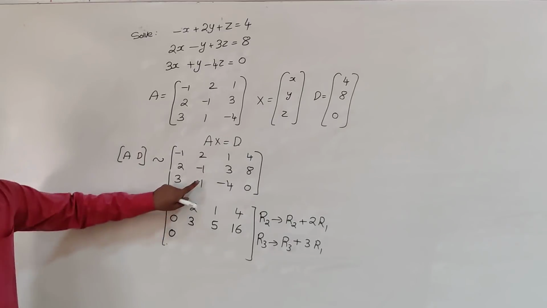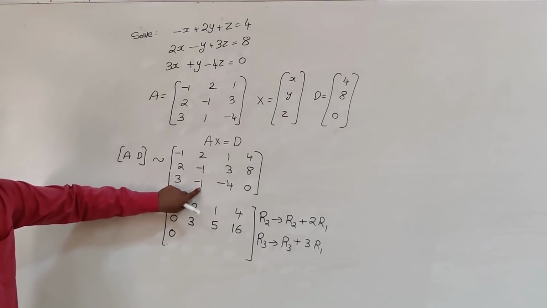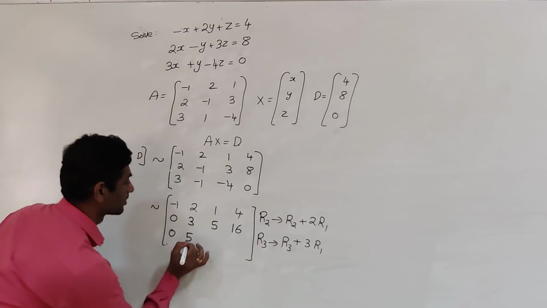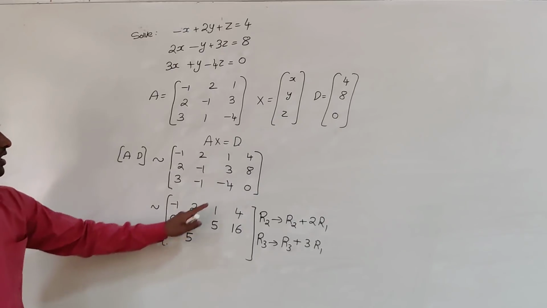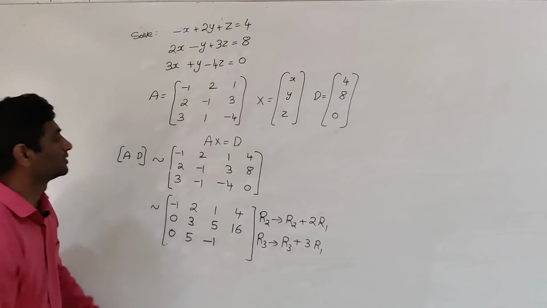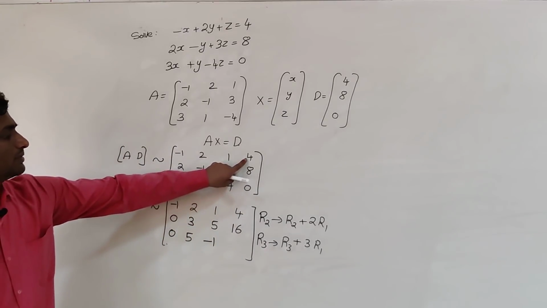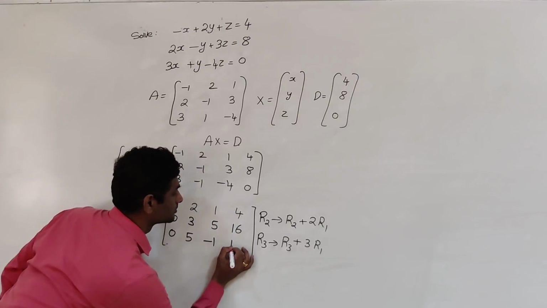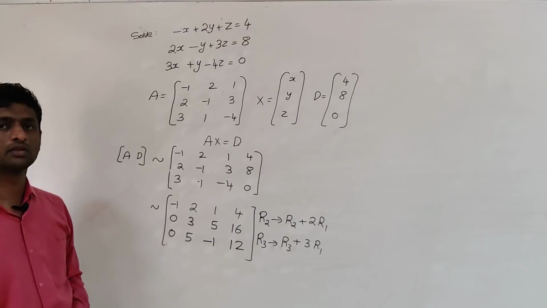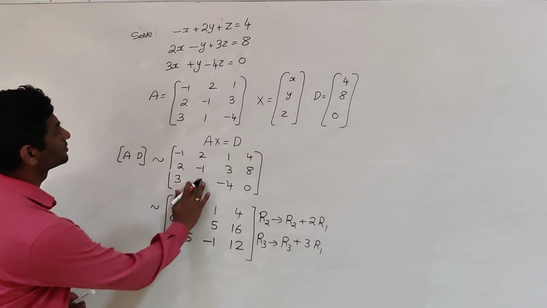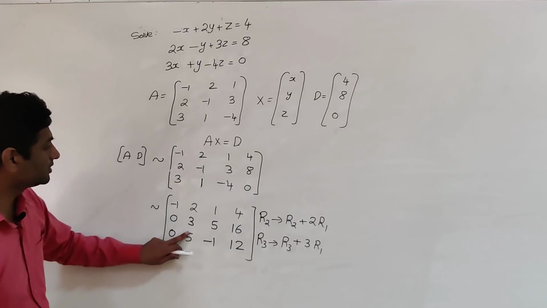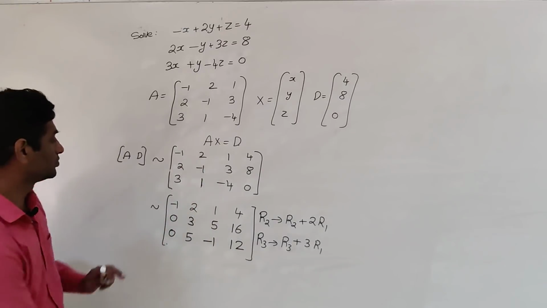Next, 3 plus 3 times -1, 0. -1 plus 3 times 2, -1 plus 6, 5. -4 plus 3 times 1, -1. 0 plus 3 times 4. Now, is it in echelon form? Actually, this is 1, not -1, it is +1. Now coming to this, 1 plus 3 times 2, 7.